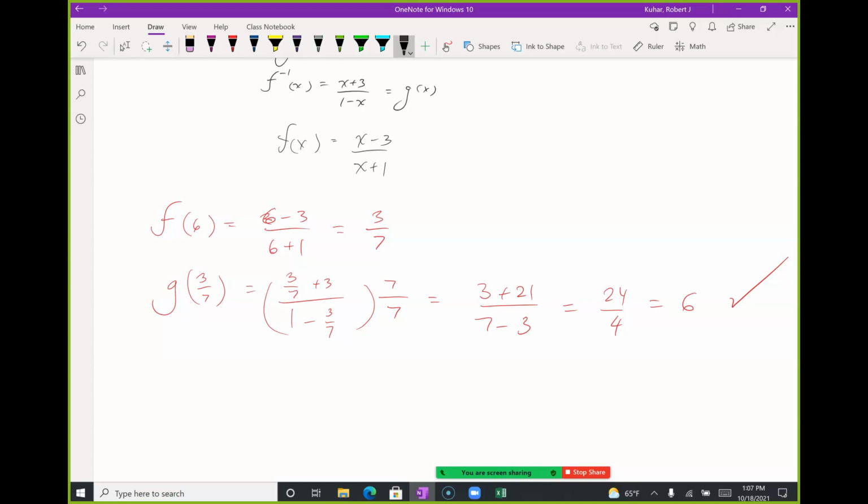Okay, here we go. F composed of G. F is x minus 3 over x plus 1. What am I putting inside? X plus 3 over 1 minus x. On your mark, set, go. I'll give you a minute.